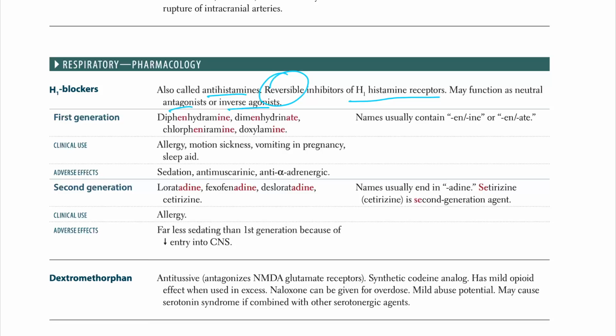Okay, that's important. And what are the drugs? We have the first generation and the second generation. The first generations are diphenhydramine, dimenhydrinate, chlorpheniramine, and doxylamine. Their names usually contain an N9N8. Okay.